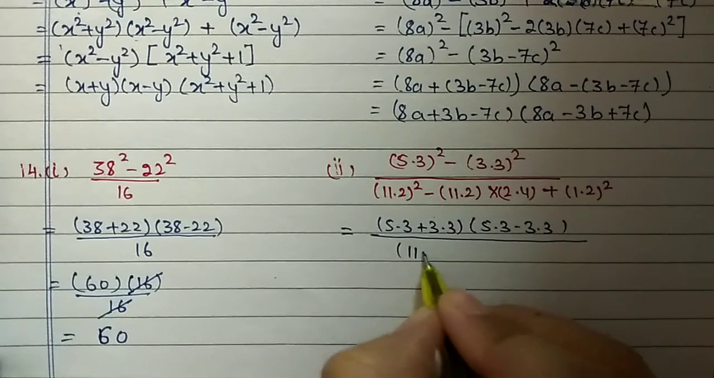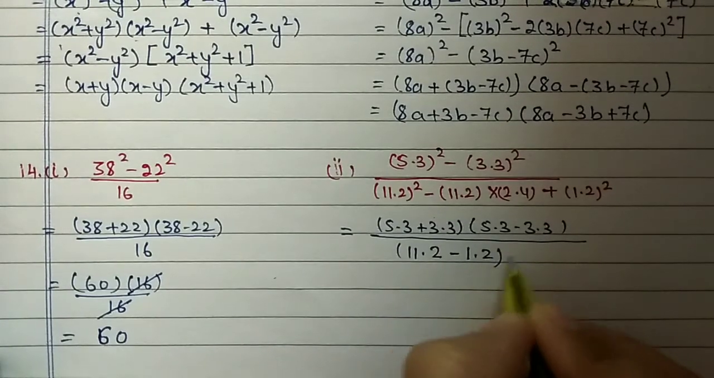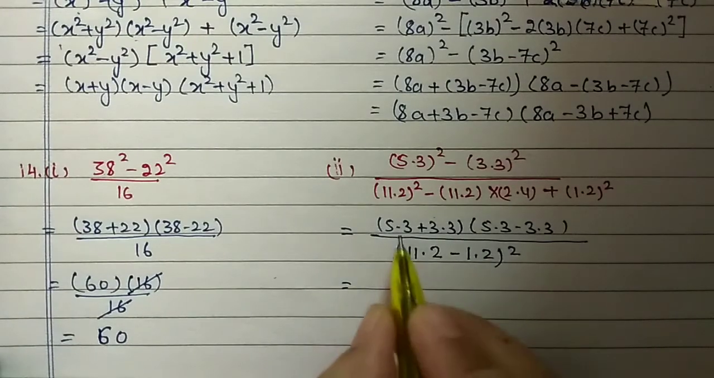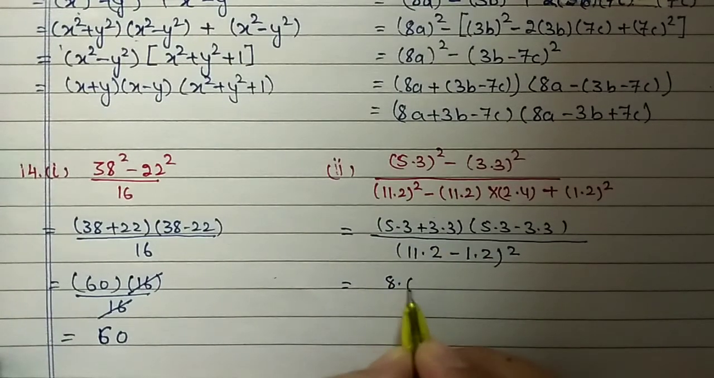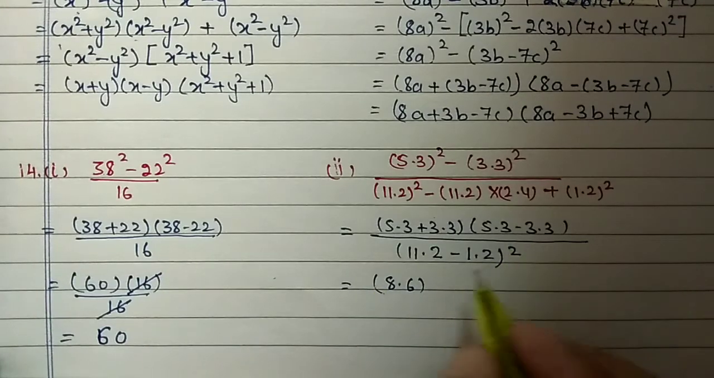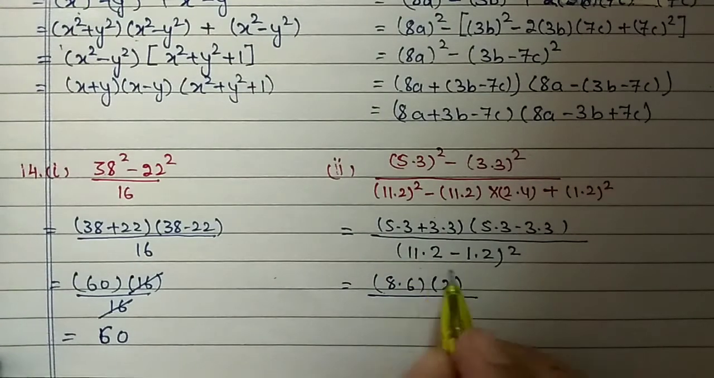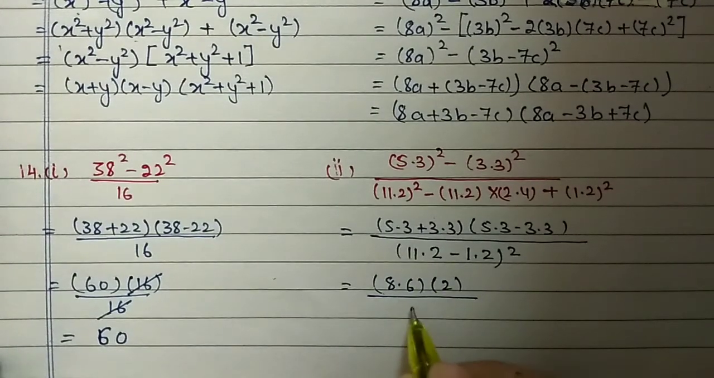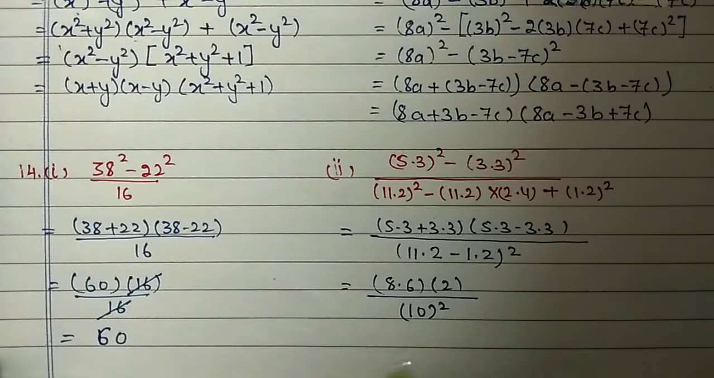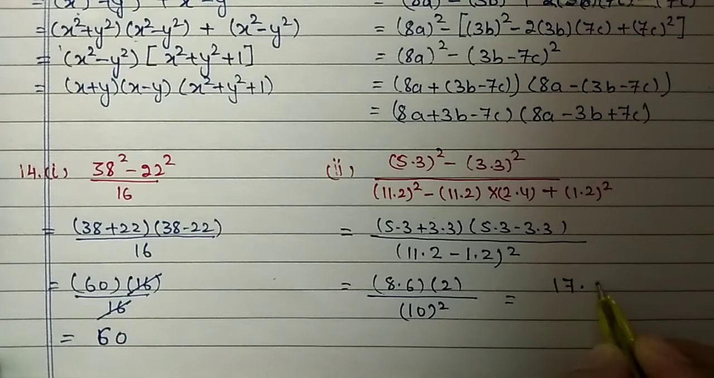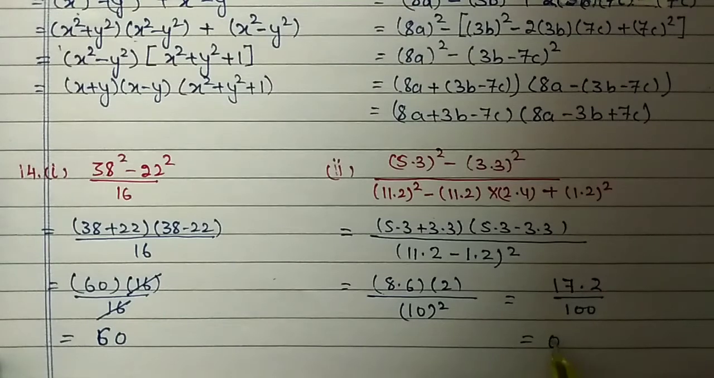So a square plus b square minus 2ab is a minus b whole square. So this thing you can write as 11.2 minus 1.2 whole square. Now 5.3 plus 3.3 will be 8.6, and 5.3 minus 3.3 is equal to 2.0, or we can write it as 2. Down, 11.2 minus 1.2 is 10 whole square. Multiply it. 8.6 into 2 is equal to 17.2, and down you have 100. So when you divide, you will get 0.172.